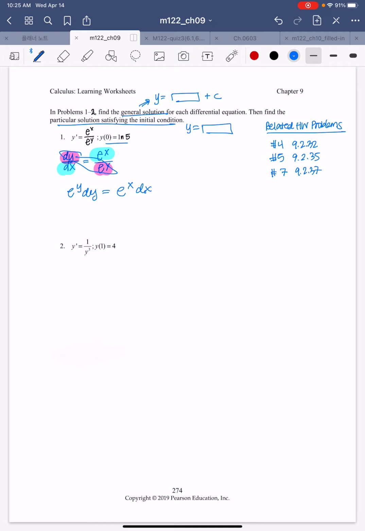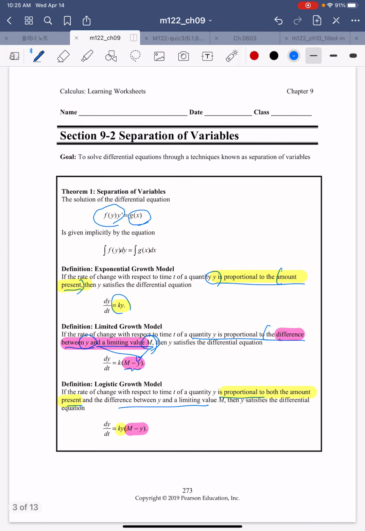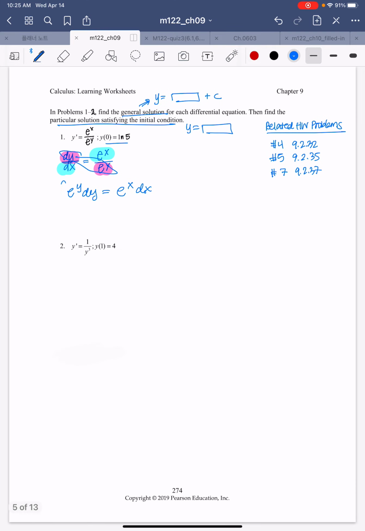Once you have one variable on one side and the other variable on the other side, we are going to integrate it so that we get rid of the dy and dx. So we are just having a solution y equals something. So let's integrate each side. This is an easy one. That will be e to the y plus c sub 1. I'm going to put c subscript 1 because we also have another constant from the right hand side.